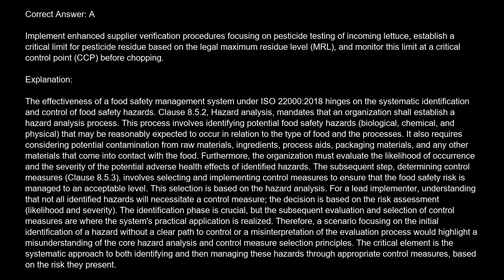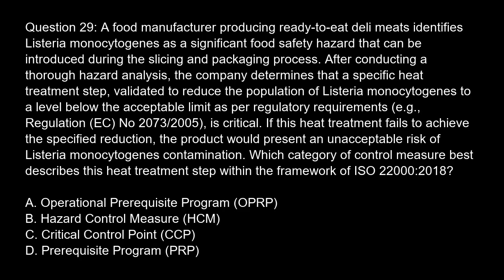The critical element is the systematic approach to both identifying and then managing these hazards through appropriate control measures based on the risk they present. Question 29. A food manufacturer producing ready-to-eat deli meats identifies Listeria monocytogenes as a significant food safety hazard that can be introduced during the slicing and packaging process.